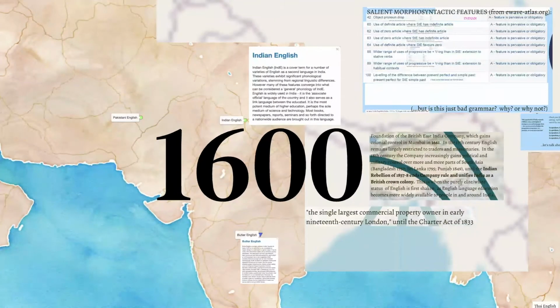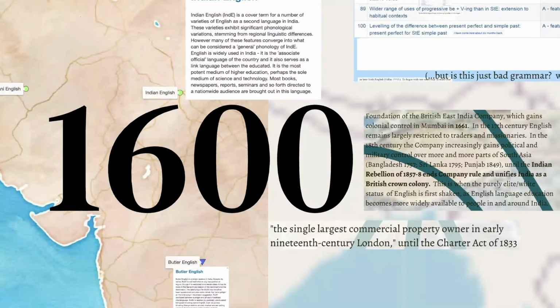Notably here in 1600 already, we have the foundation of the British East India Company. It gains colonial control in Mumbai in 1661, but we can set 1600, well in the early modern period, as the onset date of what we now call Indian English.